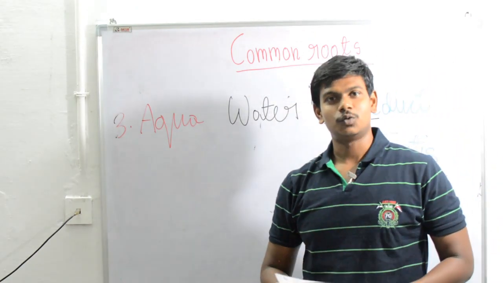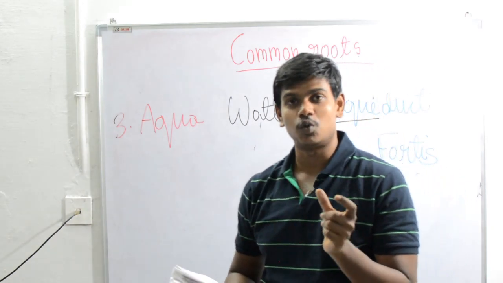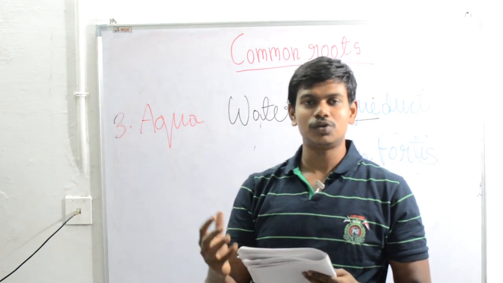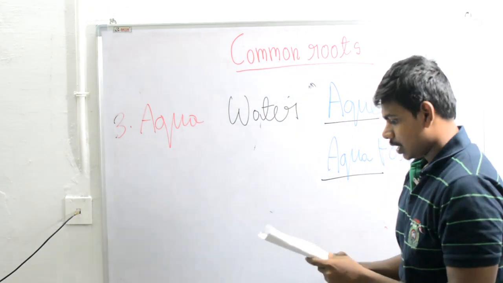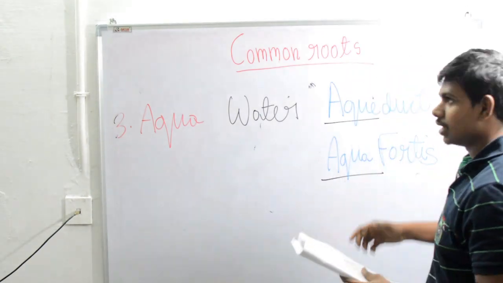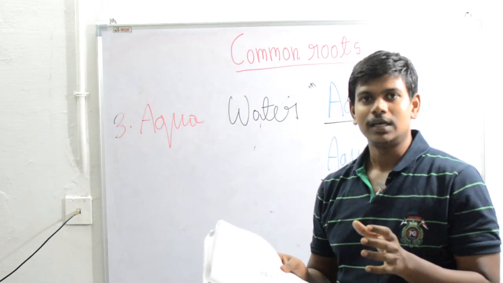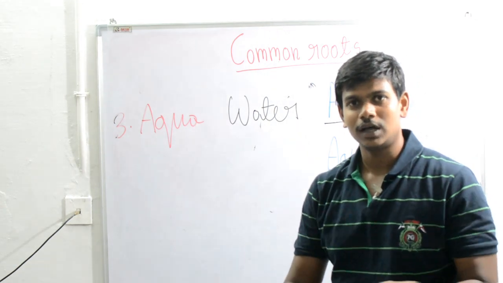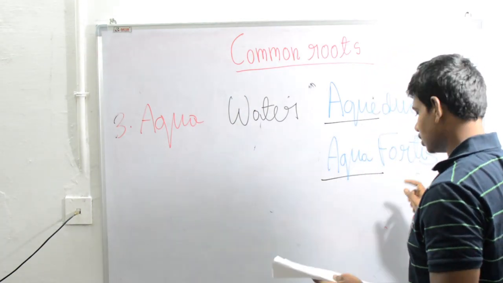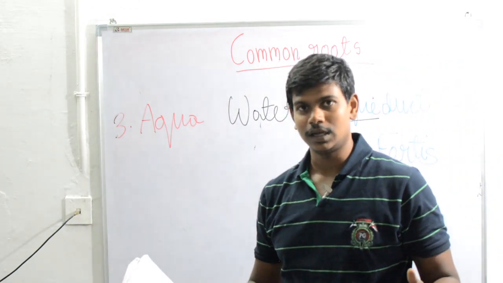So the third word is aqua. I think you might have heard about this word. Aqua means water. We see everywhere, the world is surrounded by water, and we usually hear the term aqua. The two words that I want to give you as examples are aqueduct. Duct is a passageway. When aqua and duct become a new word, it means a passageway for the water to pass through. The second word is aquafortis. Aquafortis means nitric acid or a strong acid, a strong water.